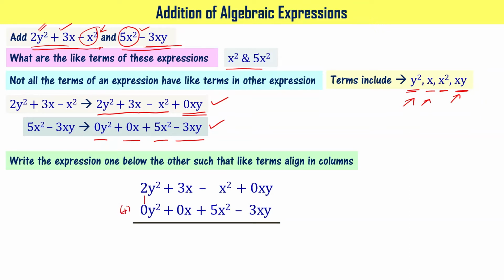2 plus 0, that is equal to 2. So the first term is 2y square. When it comes to this, 3 plus 0, so that is 3x. Here minus 1 plus 5, right? It means plus 4. So let me write plus 4x square, right? 0 minus 3. It means it is minus 3xy, right? You understood? This is about addition of algebraic expression.